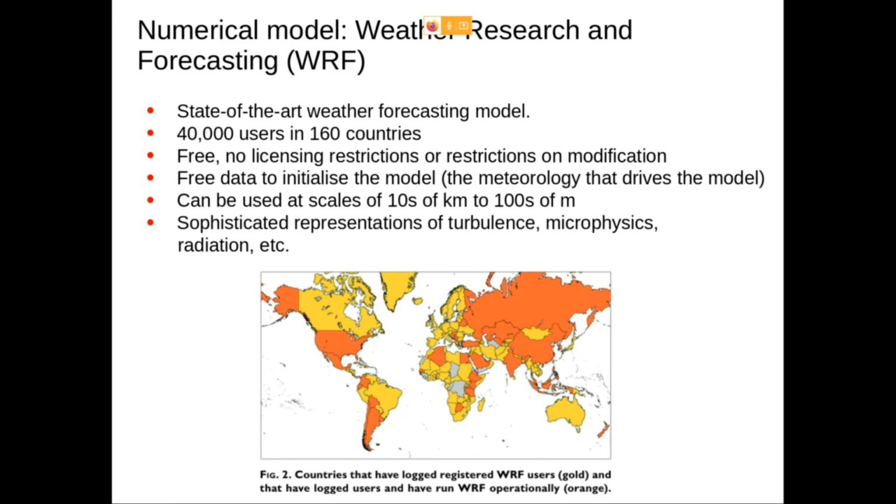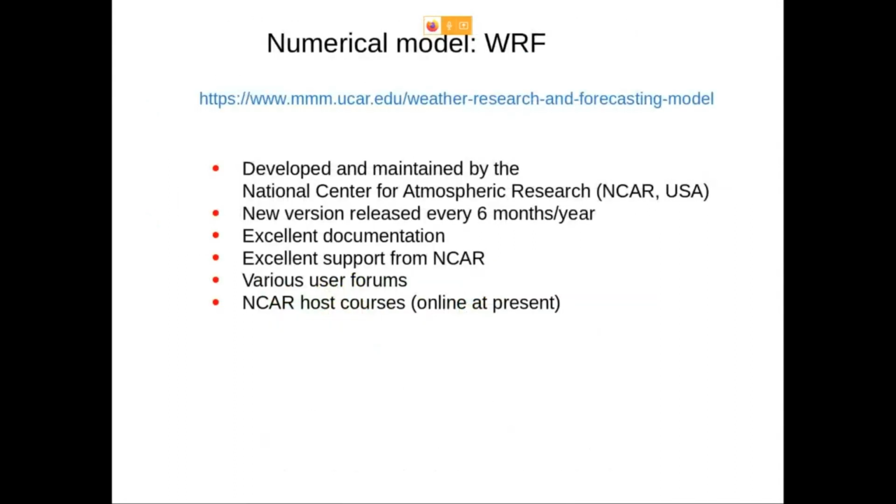Because of those reasons, and because it's generally thought of as being a good model and can be used at scales from hundreds and tens of kilometers down to hundreds of meters, it's a very popular model. It's got very sophisticated representations of various atmospheric processes such as turbulence, microphysics, radiation, land surface properties, and all that kind of thing that go into a sophisticated numerical weather prediction model.